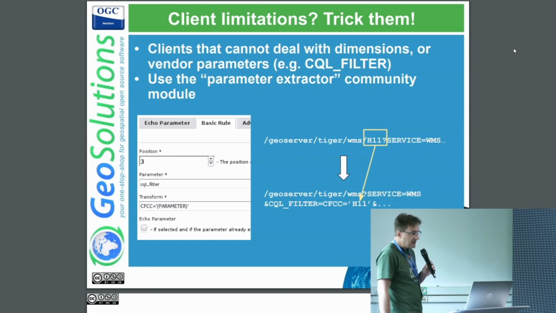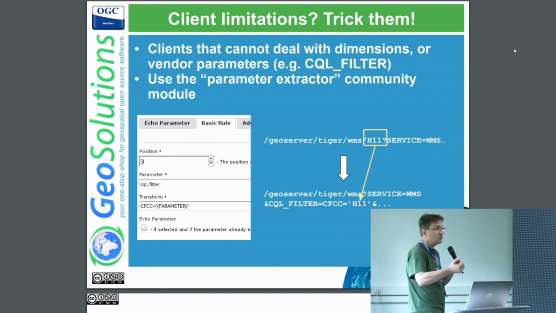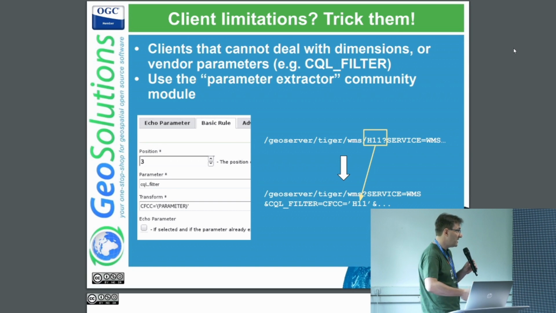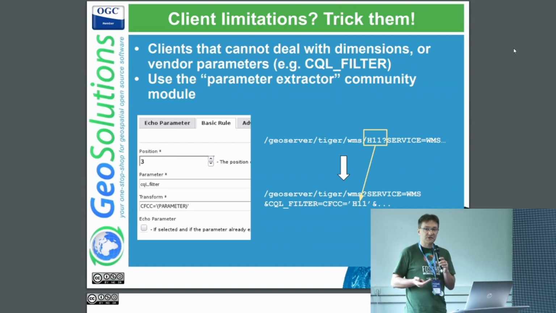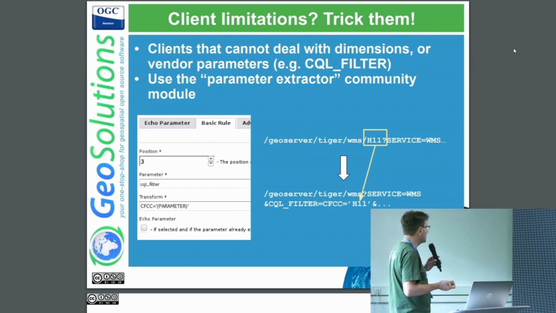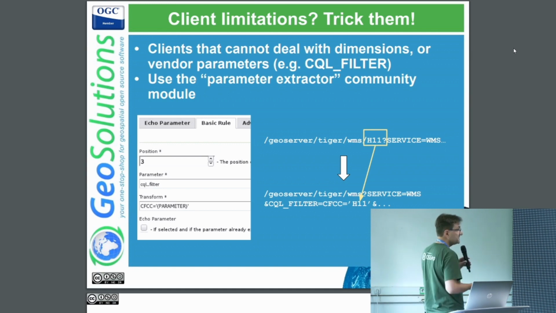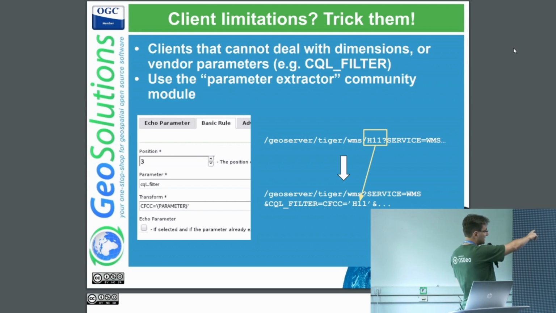Maybe you have clients that have limitations. They cannot do time in WMS. They cannot do proper filtering in WFS. Maybe they don't know about the GeoServer extensions like SQL filter. Okay, in the community section, there is a parameter extractor module that can be used to trick this client into doing dynamic filtering anyways. It allows you to configure an extraction of a parameter from the path, which you can add freely, and this module turns it dynamically into whatever extra parameter you want.